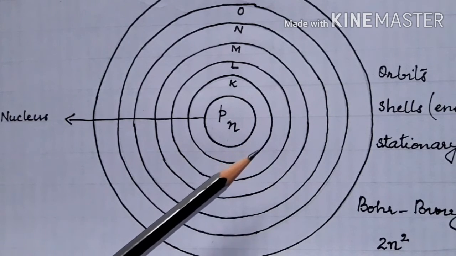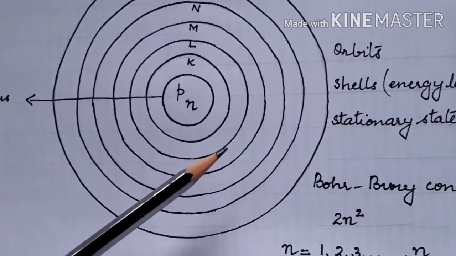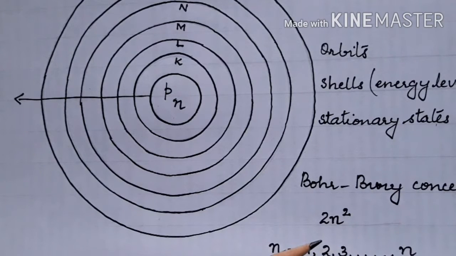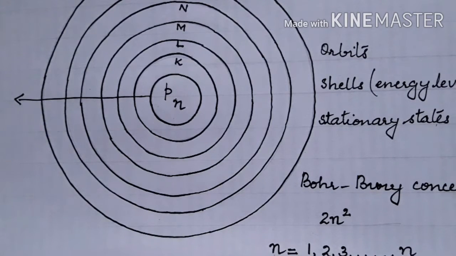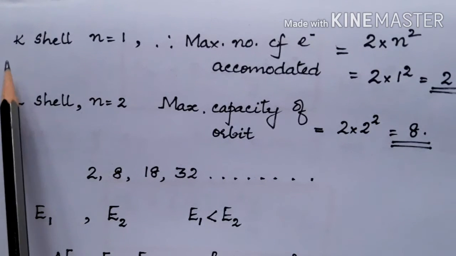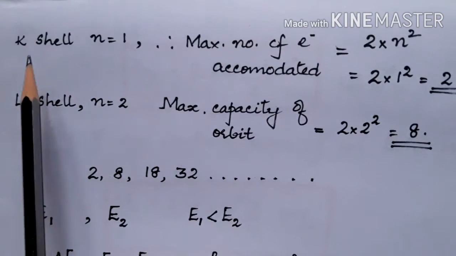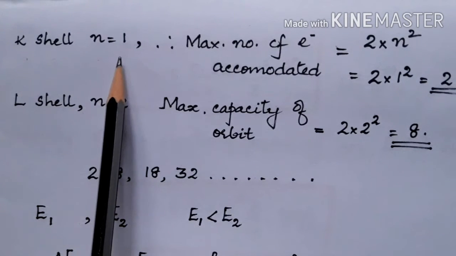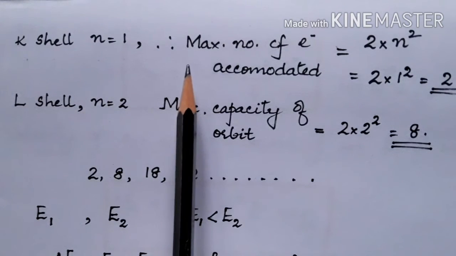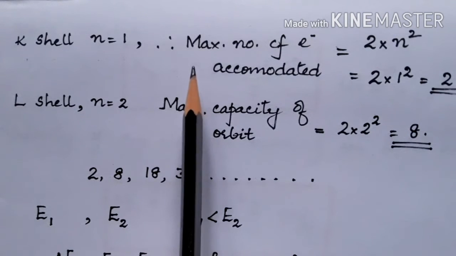And the filling will be in the order which follows Bohr concept, which states that the maximum capacity of each shell will be given by 2n square, where n shows the energy level which starts from 1, 2, 3, etc. up to n. So the first shell closest to the nucleus, that is the K shell, will have n value equal to 1. So on substituting it in the Bohr concept, we can get the maximum capacity of the orbital.